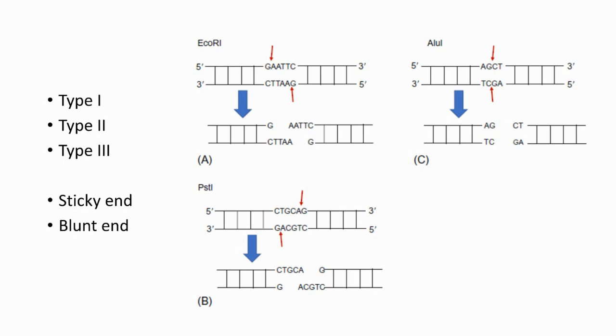And then PstI recognizes the sequence and cuts between A and G here, and they dissociate into 2 different molecules. So we have a 3' overhang, and this is a 5' overhang. These are examples of sticky ends. It's either a 5' overhang on the top here, or a 3' overhang.